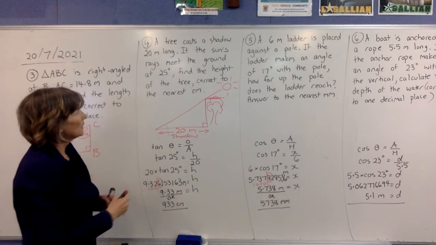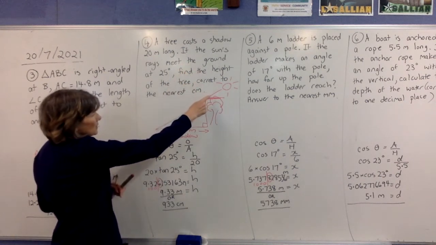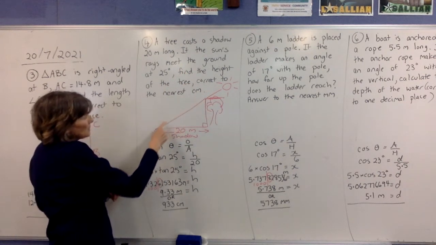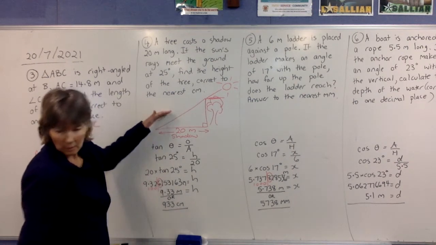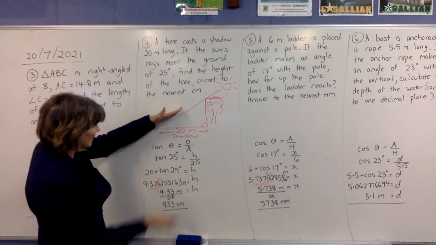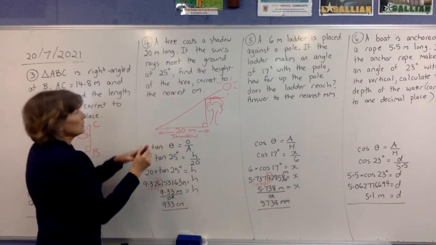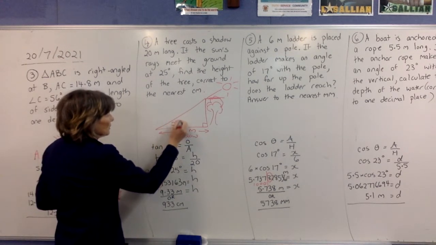Okay, so that's what's happening. Now it says the sun's rays, here's your ray, meets the ground at 25 degrees. So here's the sun's ray, here's the ground, it's the angle between them. That's 25 degrees.